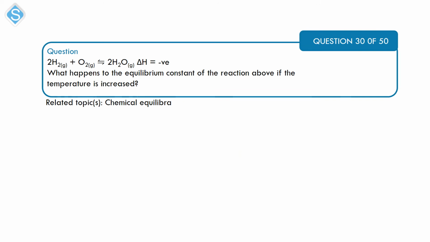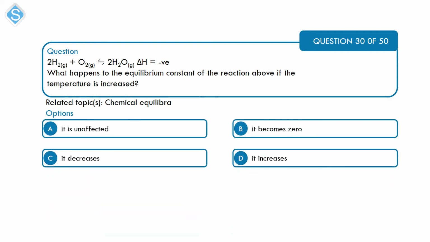We have yet another question on chemical equilibrium. So we have an equation here. What happens to the equilibrium constant of the reaction above if the temperature is increased? A, it is unaffected. B, it becomes 0. C, it decreases. And D, it increases.